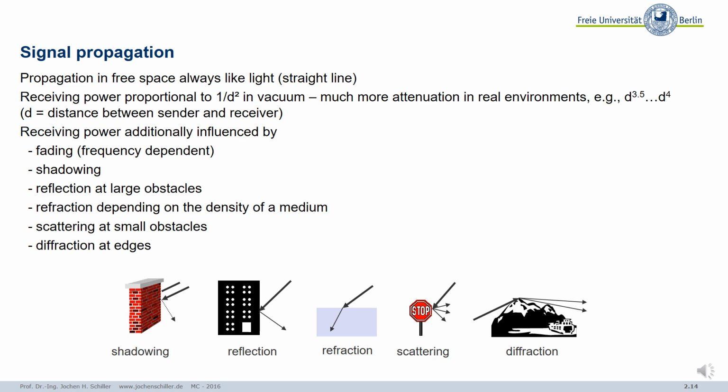Why? Think back to our balloon, the sphere. We emit this amount of energy from our idealistic point. Now the sphere grows and grows and grows. And basically your energy is the thickness of your balloon. You can at least think of this. So you receive less and less and less energy. In real environments like we have here, it's more like d to the power of 3.5, 4, something like this.